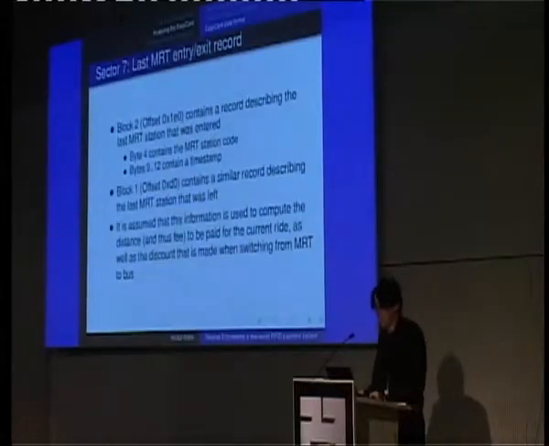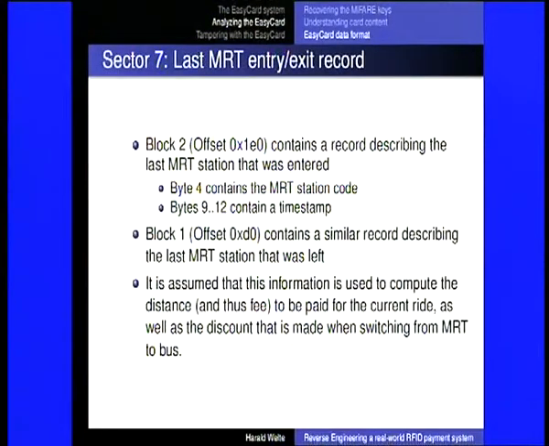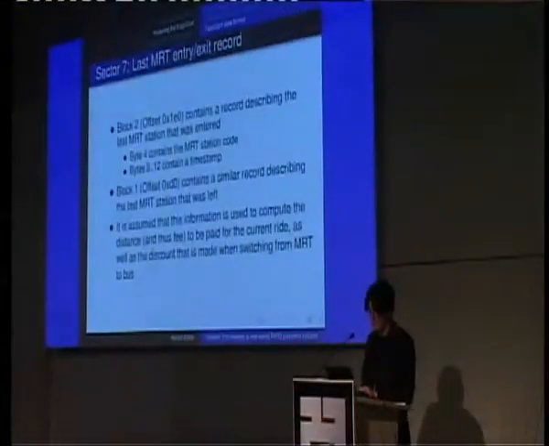Okay. Now, there's another interesting block or sector, it's sector 7, that contains the last MRT entry or exit record, which contains the MRT station code and a timestamp. And it's used to compute the sort of, how can I say, it's not distance, it's difference, or, well, anyway. So when you switch from subway to a bus or switch between subway lines, then there is a discount. It's not as expensive as doing a bus ride and an MRT ride. And using the information in there, they discover what kind of means of transport you have used last and when was that. Are you eligible for the discount?